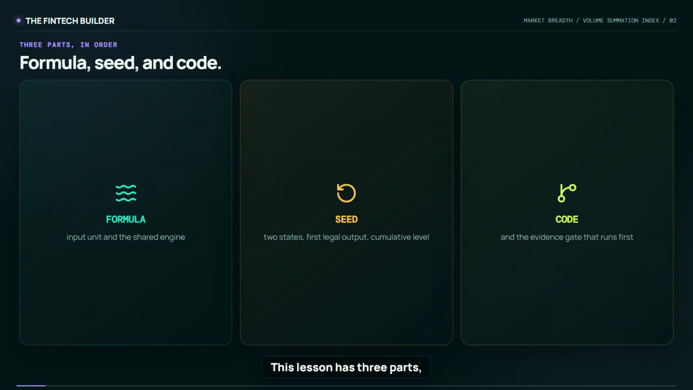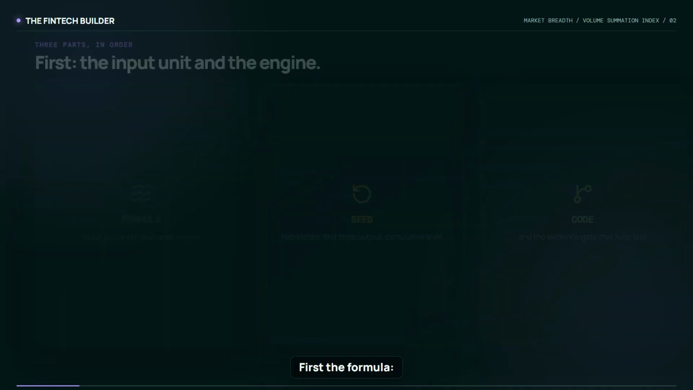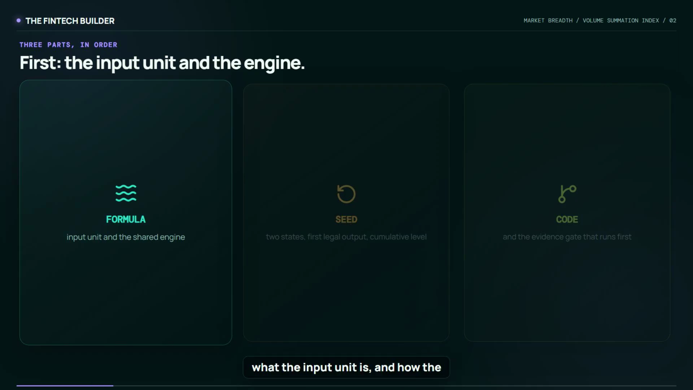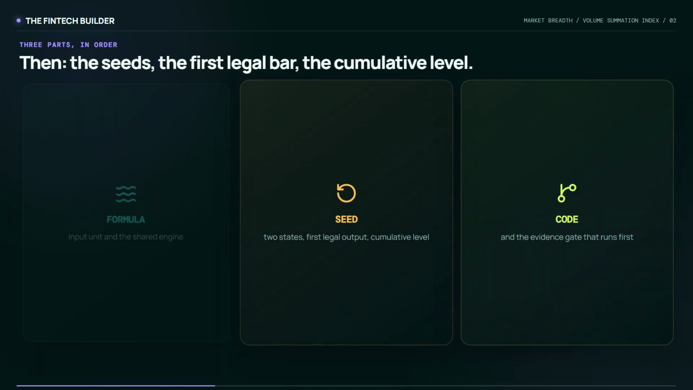This lesson has 3 parts in order. First, the formula, what the input unit is, and how the shared tracking engine turns it into an oscillator. Then the seed, 2 initialization states, the exact observation where output becomes legal, and the declared cumulative starting level. Then the code, and the evidence gate that has to run before any of it.